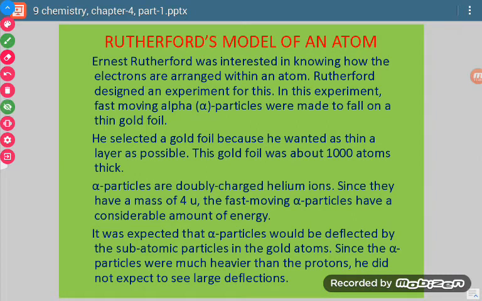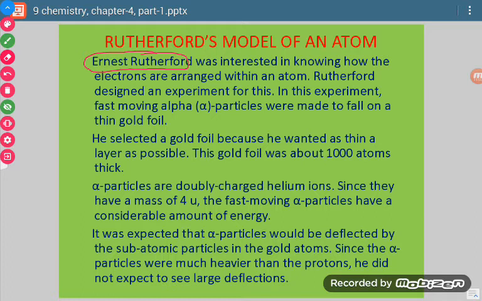Now let us come to Rutherford's model of an atom. The name of the scientist is Ernest Rutherford. He was interested to know how the electrons are arranged in the atom. So he designed an experiment, and that experiment is known as Rutherford's scattering experiment.